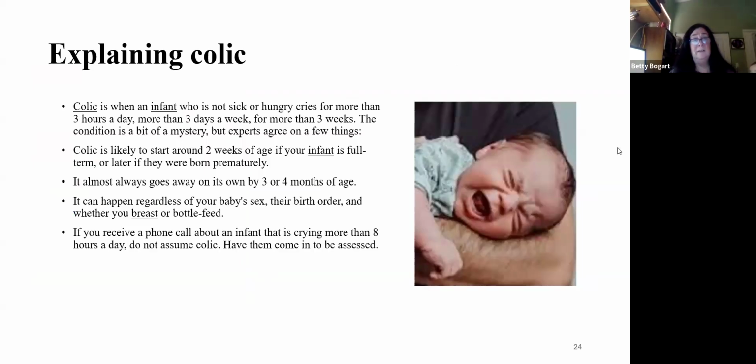Colic is a lot of gas, and it usually goes away at about 3 to 4 months. It happens to everybody. There's no rhyme or reason with it. It doesn't matter about burping them or changing formula. It's just what it is.